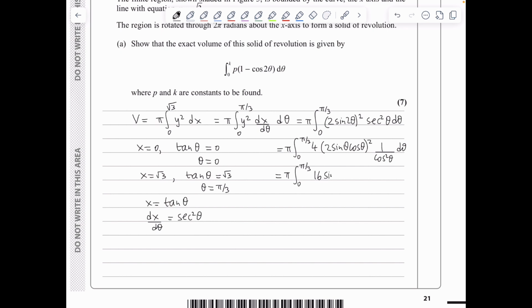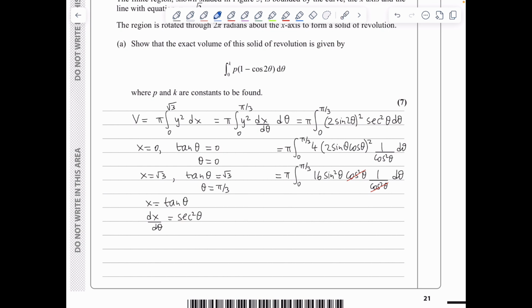We've got sine squared theta, we've got cos squared theta, we've got 1 over cos squared theta d theta, and the cos squared theta terms will cancel out, so I'm left with the integral of pi 16 sine squared theta d theta. Now this is a classic example where I have to use the double angle for cosine to express sine squared in terms of cos 2 theta.